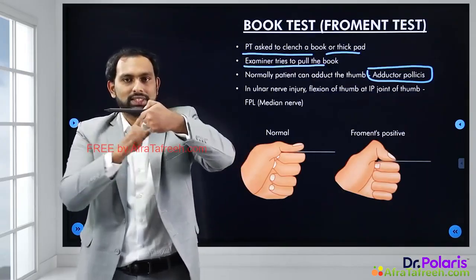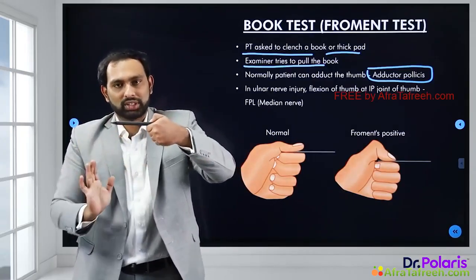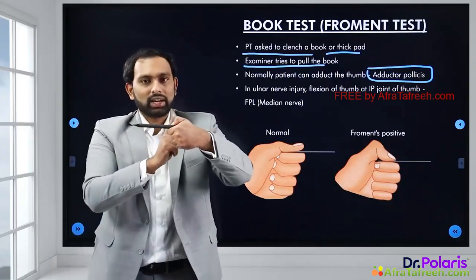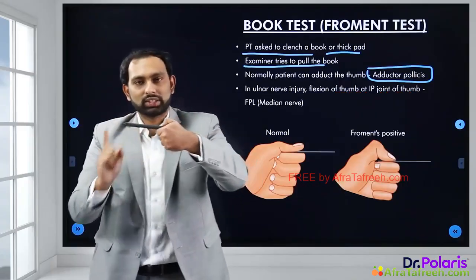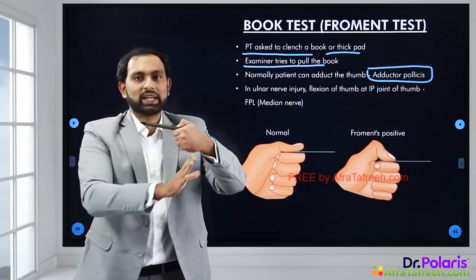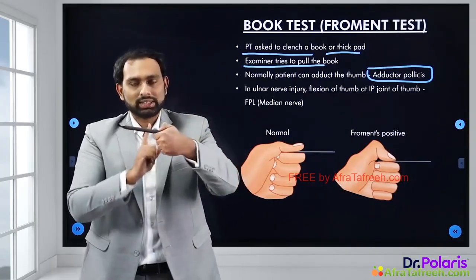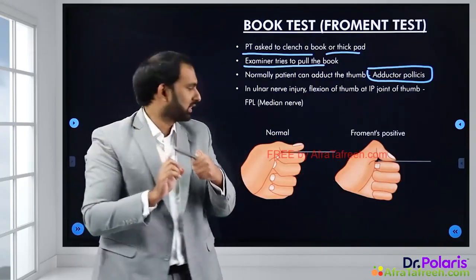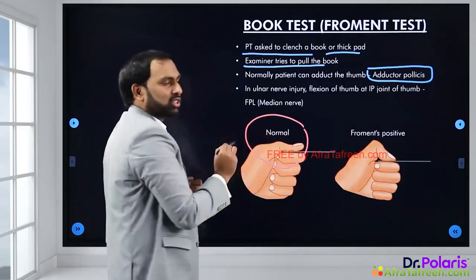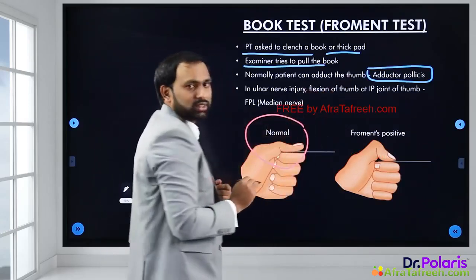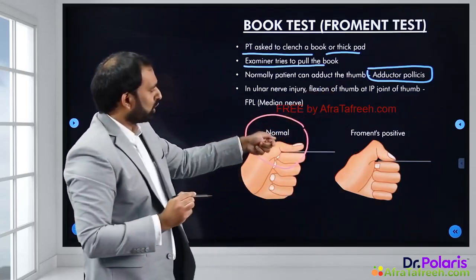In this patient, this sign is called Froment's positive because here the adductor pollicis muscle is not working, but the flexor pollicis longus is working, and that is why the patient has an ulnar nerve palsy, and this sign is a Froment positive sign. So you can see here in this normal, when you ask a patient to clench the book, because his adductor pollicis is working, he will clench it normally.